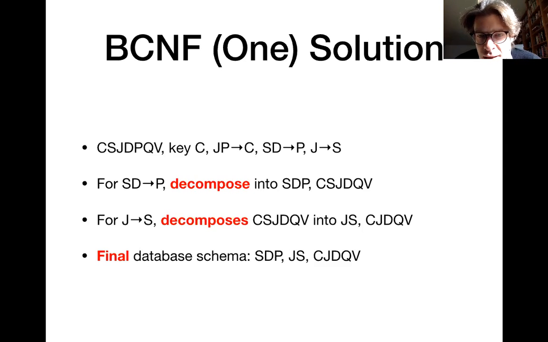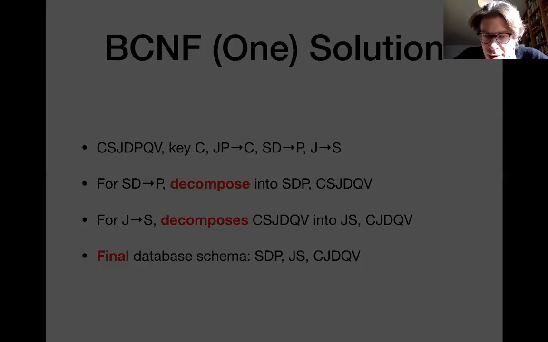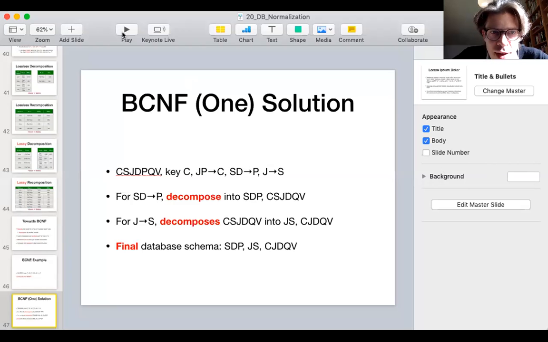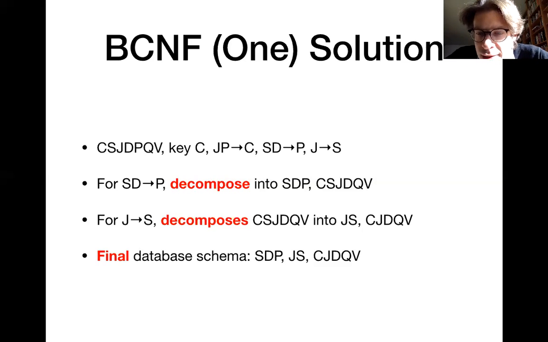And J implies S. That one still has all attributes in that second relation, and it is not a key, and therefore we need to decompose the second relation further. And this is what we are doing here in this step. We are decomposing it into the two relations JS and CJDQV. And after that, we have obtained three relations by two decompositions.